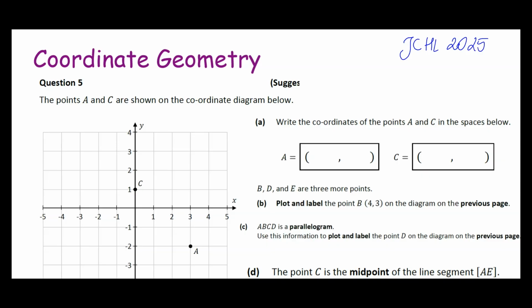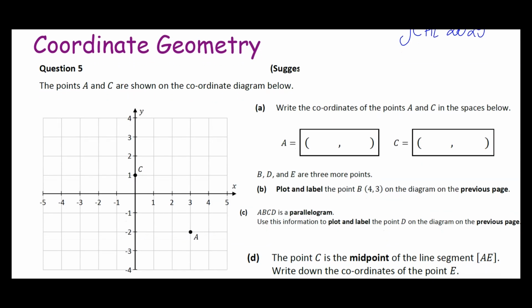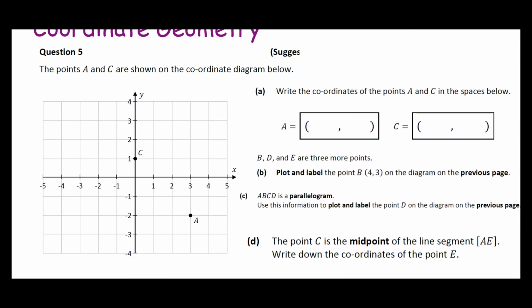Coordinate geometry, a topic that is always there on your exam. Let's have a look. The points A and C are shown on the coordinate diagram below. So we can see that there is C and there is A. The first thing we have to do is write down the coordinates of the point A and the point C in the space below. So how do we read coordinates?